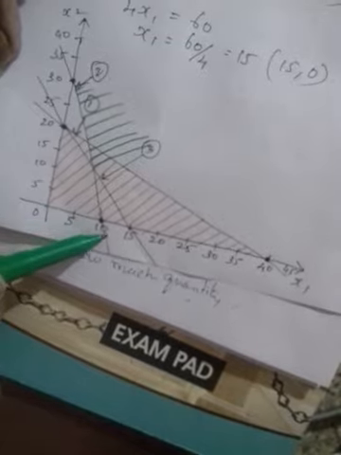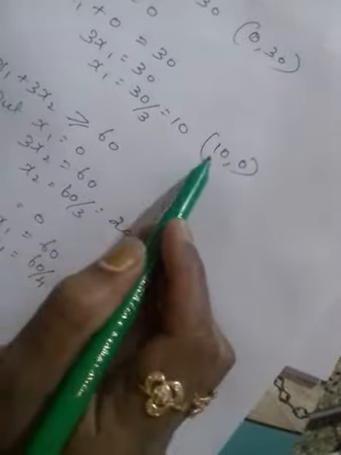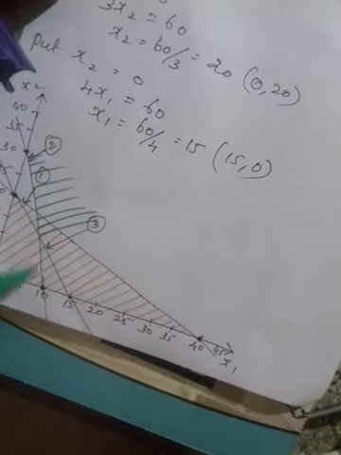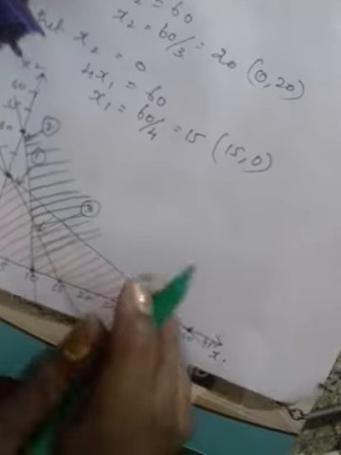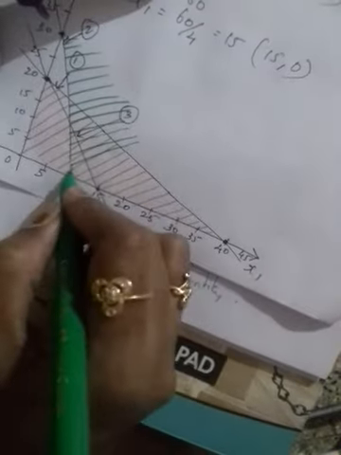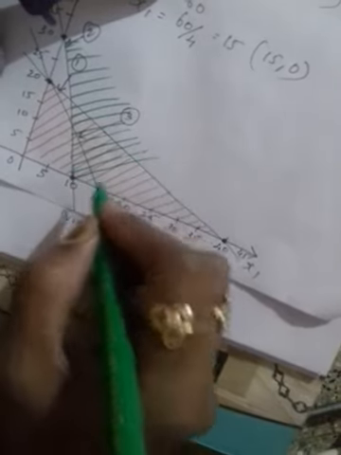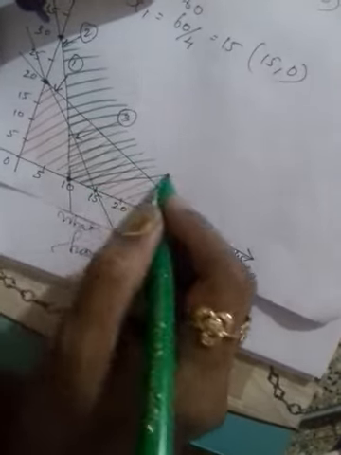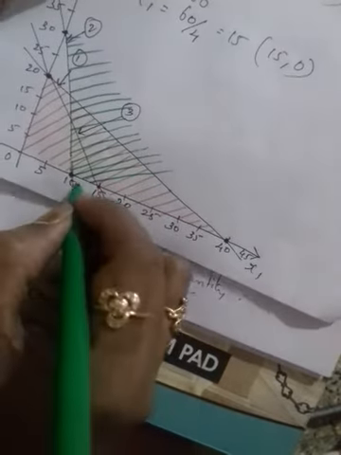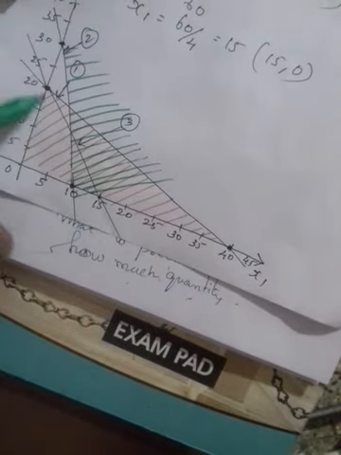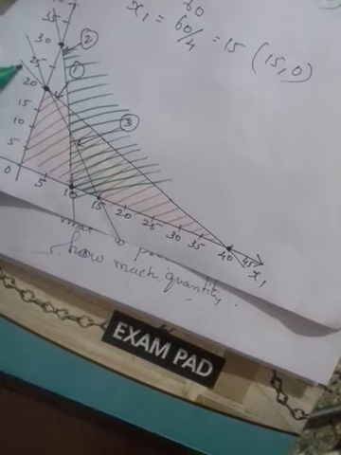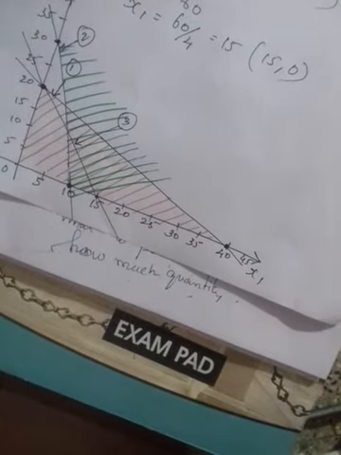Where is the second equation? See, this is the second equation. The second equation is 0 comma 30 and 10 comma 0. So 10 here, this line is the second equation. And the third equation is this line, 15 comma 0 and 0 comma 20. The third equation is also greater than or equal to 0.